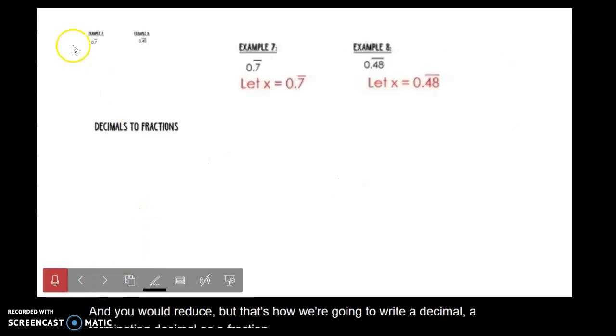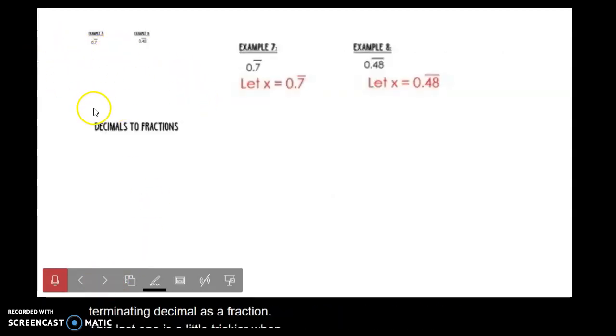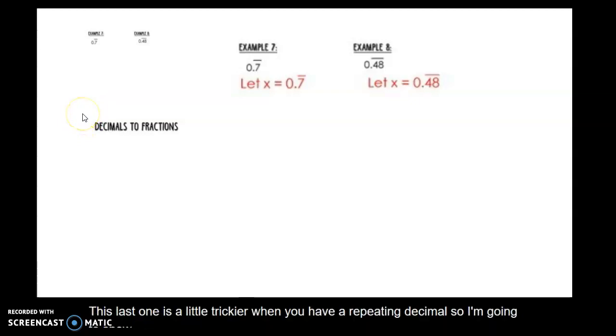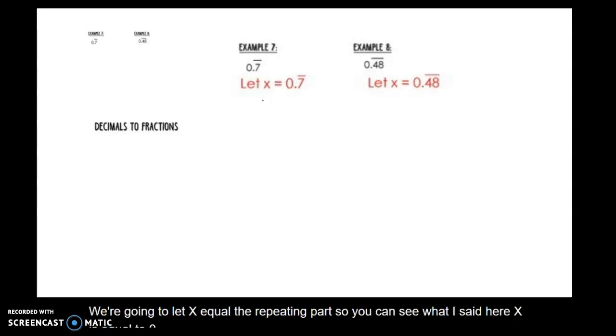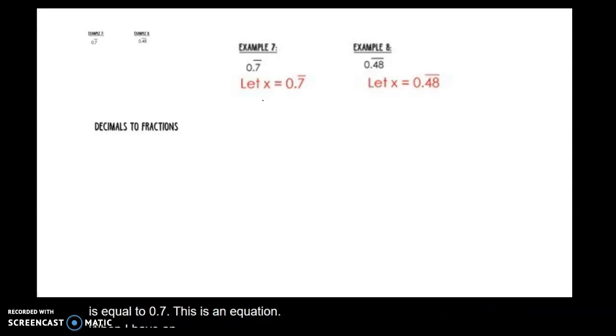This last one's a little trickier when you have a repeating decimal. So I'm going to show you the math, then I'll tell you the trick. We're going to let x equal the repeating part. So you can see what I said here. x is equal to 0.7 repeating. This is an equation. When I have an equation, what we have always told you is what you do to one side, you can do to the other.